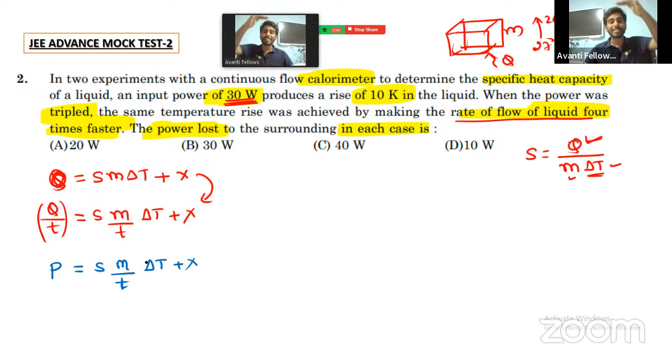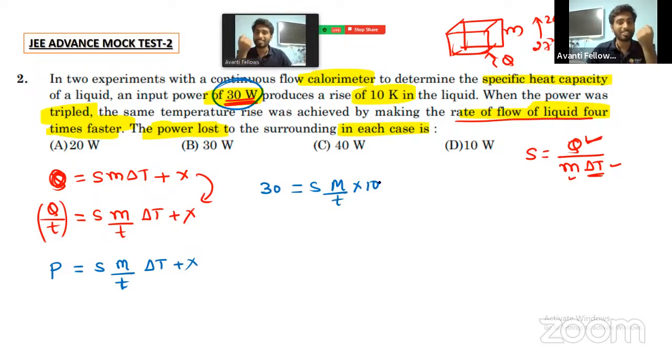Now we'll put the given data into the equation. First, they gave power: how much? 30 watt. Look carefully. So the first equation: power is 30 watt, equals specific heat capacity, same, and the mass flow they didn't give, so I write M by T itself, and then rise in temperature: 10 degrees Celsius plus X amount of heat released. Clear? I am going to call this equation number 1.